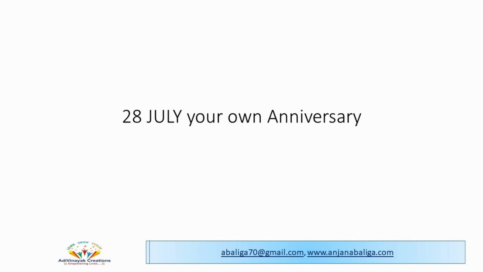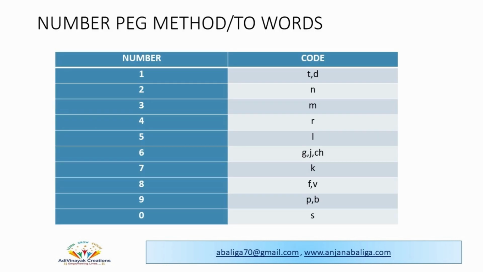Then the next date is 28th July, which let's say is your own anniversary, which you tend to generally forget. Now again by the same method we can link all the three together. Like take 2 and 8 and convert, where 2 stands for N and 8 stands for F or V. And there is a particular picture for July, as July is the rainy season, so you can have an umbrella in your mind and then convert the following.